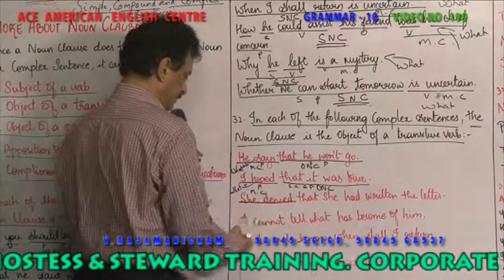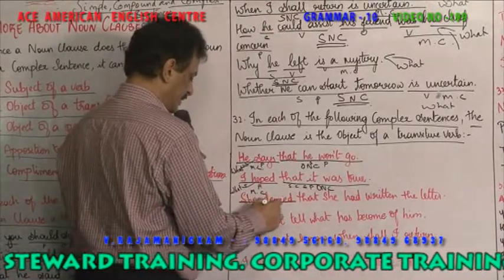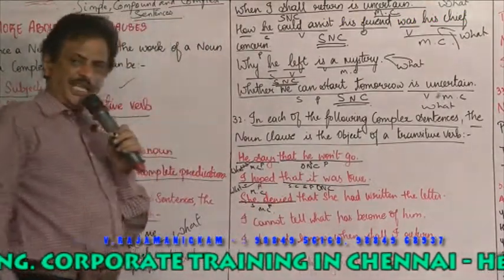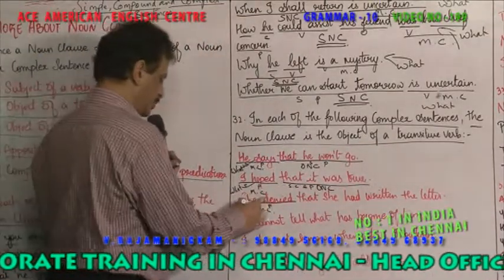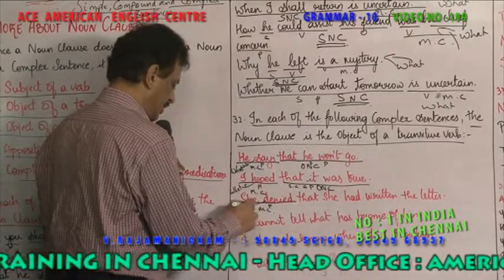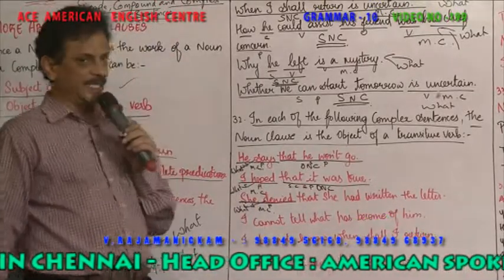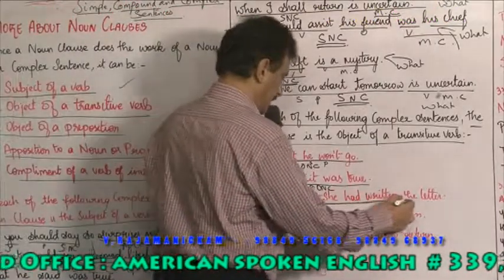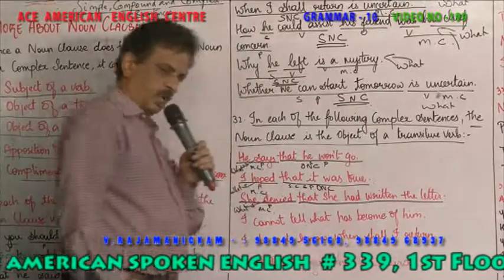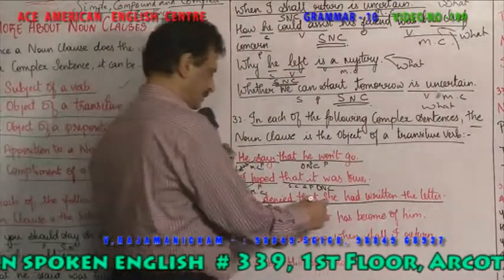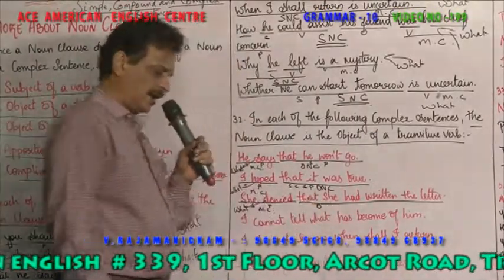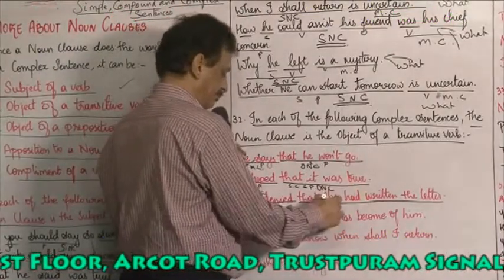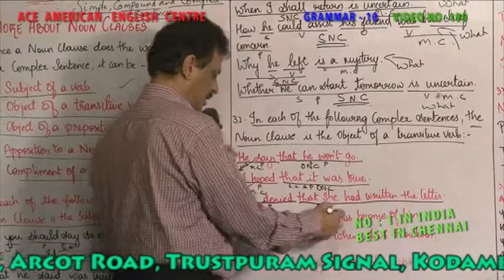Next is: she denied. She is the subject, denied is the predicate. So it is a main clause. It gives a meaning. What did she deny? You ask a question. The answer you get is that she had written the letter. So that she had written the letter becomes what? It is an object. It does the function of a noun. And it has a subject and predicate. So it is a noun clause.